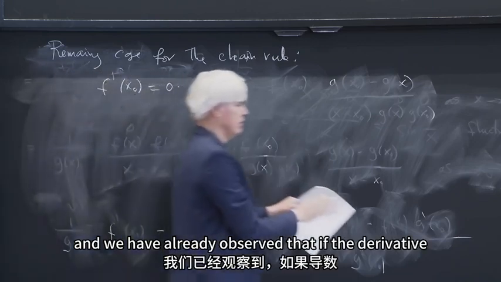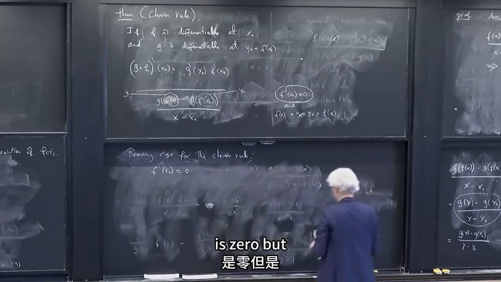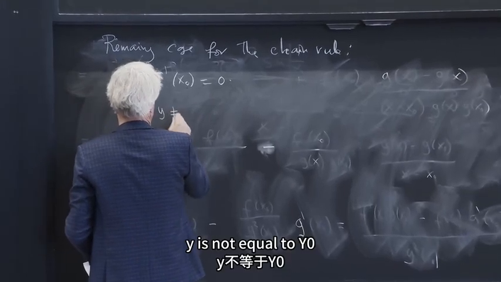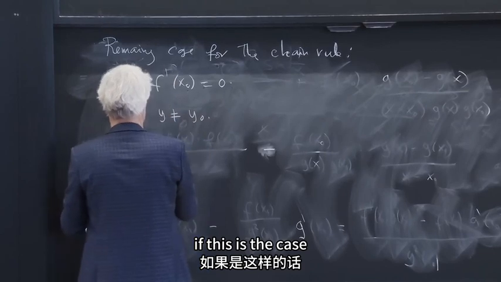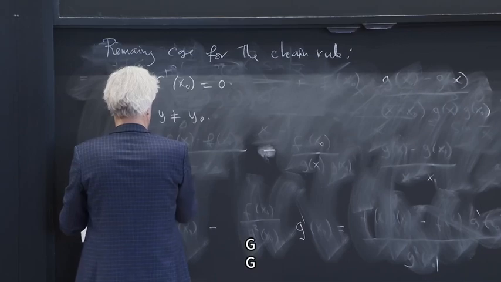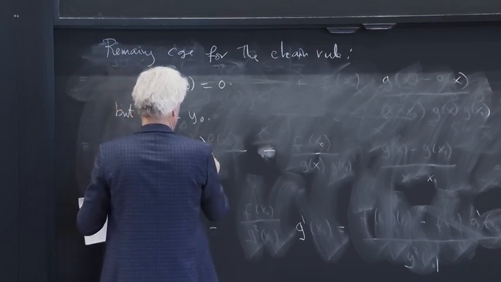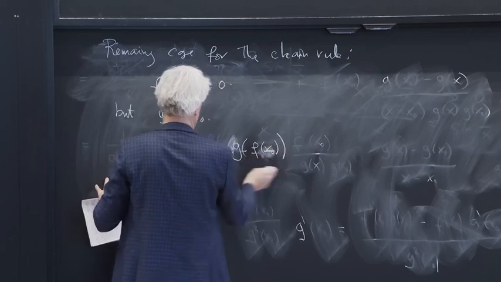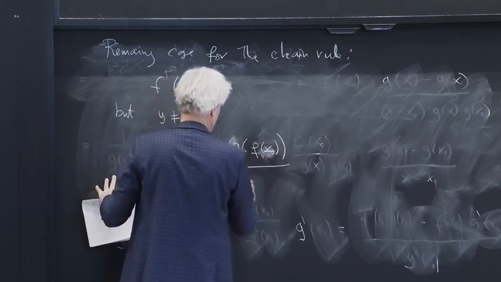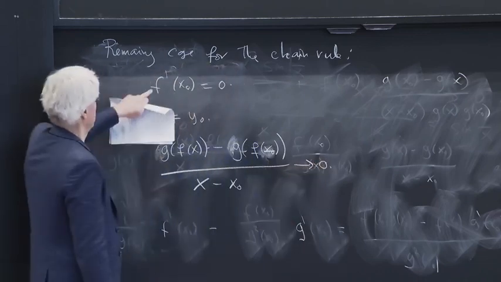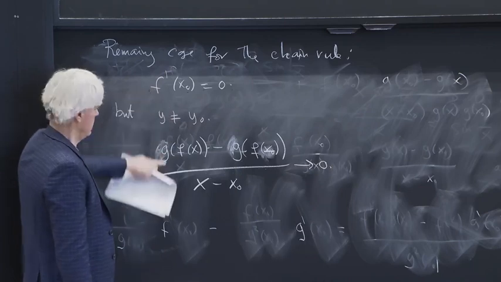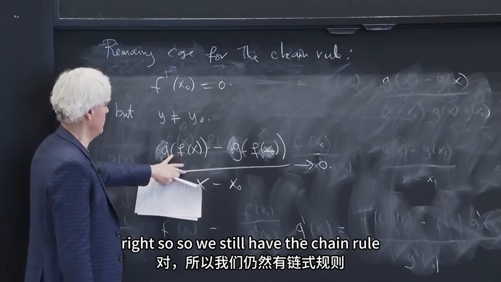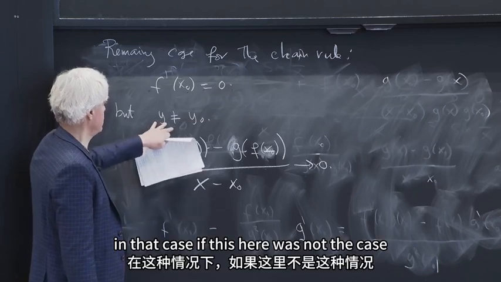And we have already observed that if the derivative is 0, but y is not equal to y0, if this is the case, then actually g of f of x minus g of f of x0, this thing here still converges. In this case, this here still converges to 0, right? So we still have the chain rule in that case.